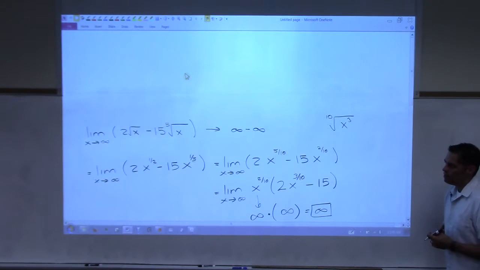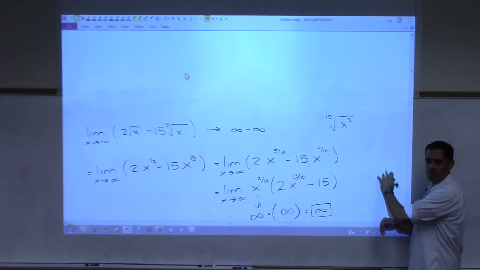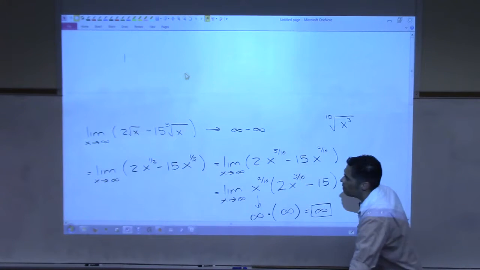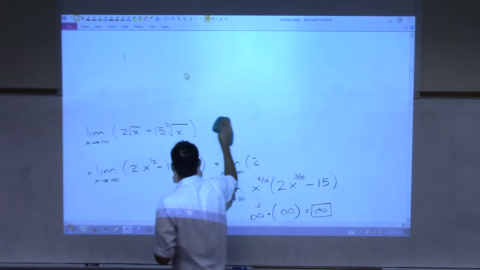Now, that other one where we had a fixed number over 0, that was three possibilities, right? Infinity, negative infinity, or does not exist. That was it. That's it for that part. We're going to start 2.1.